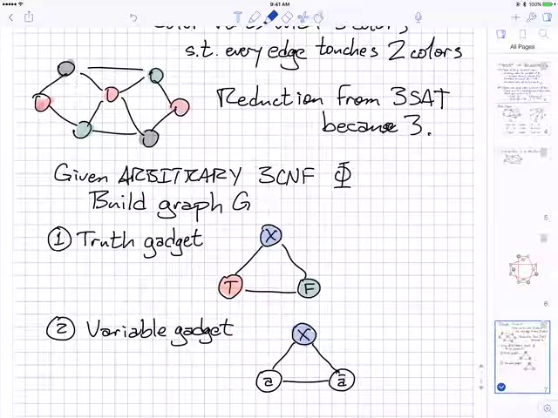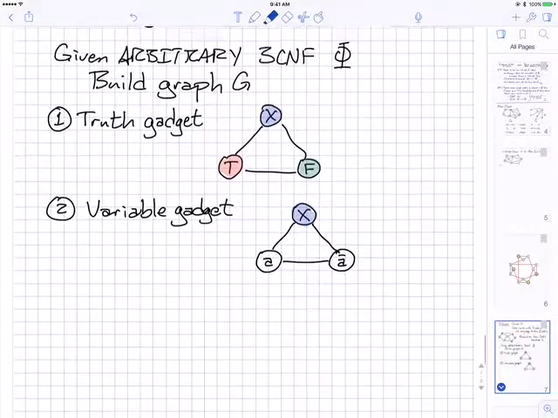And now what this enforces is that in any 3-coloring, either A is colored true and A bar is colored false, or A bar is colored true and A is colored false. In other words, those 2 vertices encode a truth value.